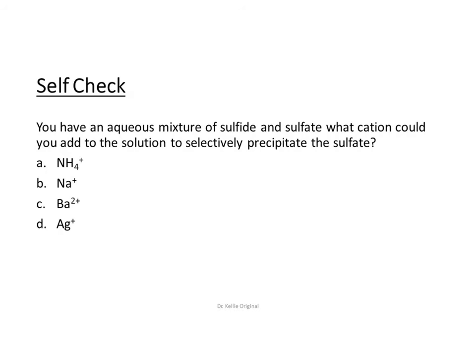But you have an aqueous mixture of sulfide and sulfate. What could you add to the solution to precipitate the sulfate but not the sulfide? In other words, which of these 4 cations would form a solid with sulfate but not with sulfide?